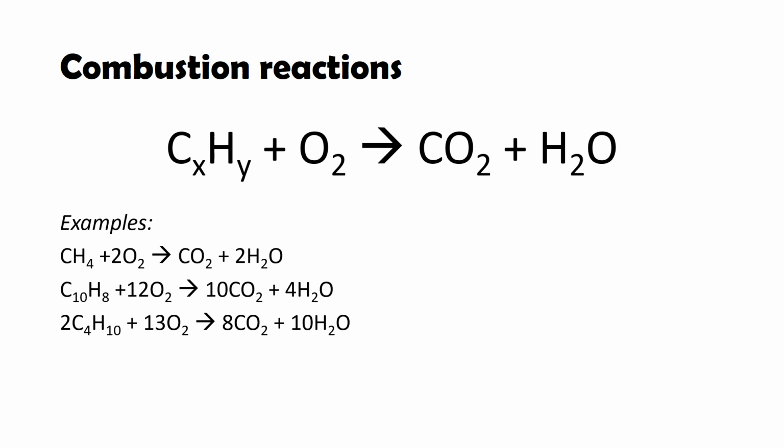If we look at some examples of different combustion reactions, you should notice that the only thing that differs between them is the specific number of carbon and hydrogen atoms in that hydrocarbon. Everything else stays the same. Oxygen is the only other reactant, and carbon dioxide and water are always the products. Because these are all examples of balanced combustion reactions, you may also notice that the coefficients are slightly different, depending on how many carbon and hydrogen atoms are present in the hydrocarbon in each example.